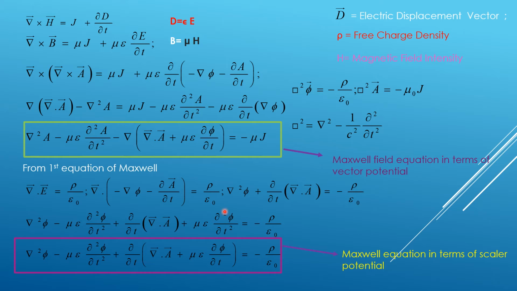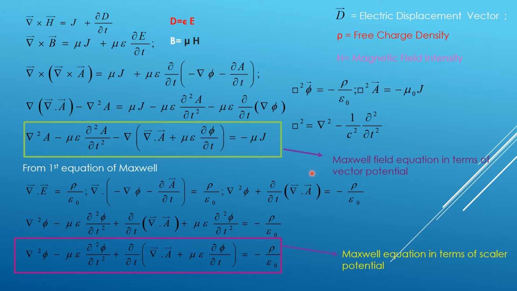So that you will get a clear understanding. For ease of calculation we put these terms, divergence of A plus mu epsilon del phi del t, in the brackets in the same way. So we come to the last term, and this is the Maxwell's field equation in terms of the scalar potential. So there is a Maxwell field equation for the vector potential, and a Maxwell's field equation in terms of the scalar potential. Okay. So in a static case, how will we get it?